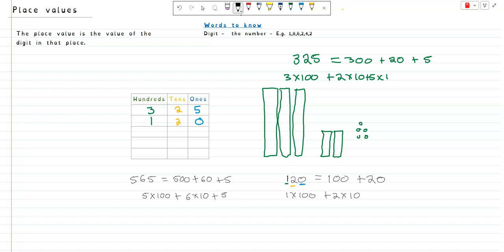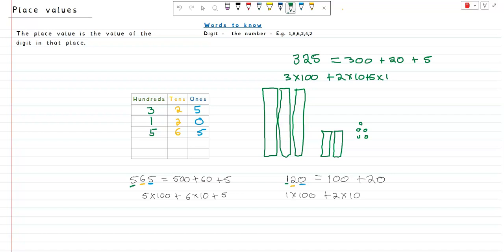Okay, so 565. Now we need to write it in our table format. How many ones do we have? We have 5 ones. How many tens do we have? We have 6 tens. Okay, and how many hundreds do we have? We have 5 hundreds. Okay, so it's quite easy, isn't it? Let's look at our last number, and then you can do your worksheet.